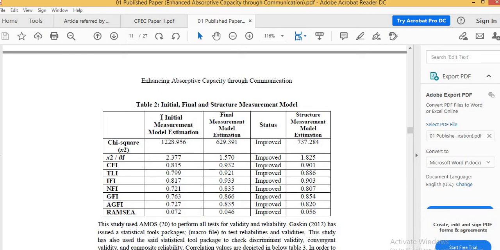And in AMOS, what you can do is, when your model does not come under fitness, you need to change the modification indices, and then after changing the modification indices, your model is improved. Then you can give the values of the improved model. Here: initial measurement model, final measurement model, status improved, structural equation model.